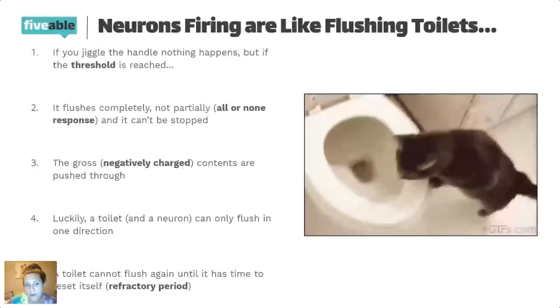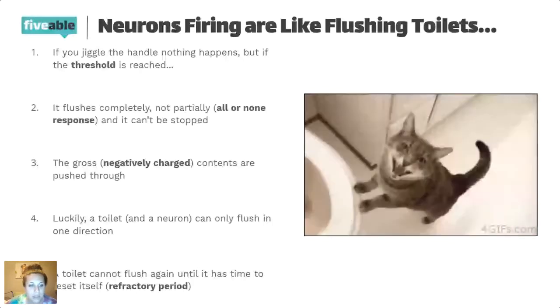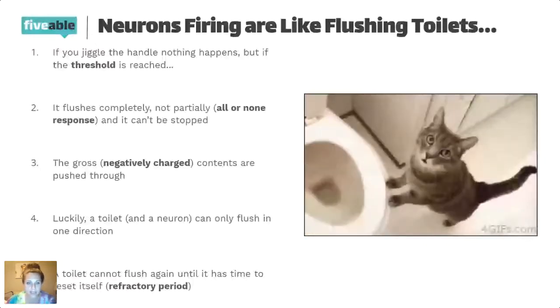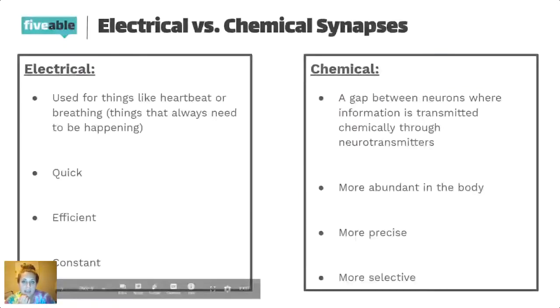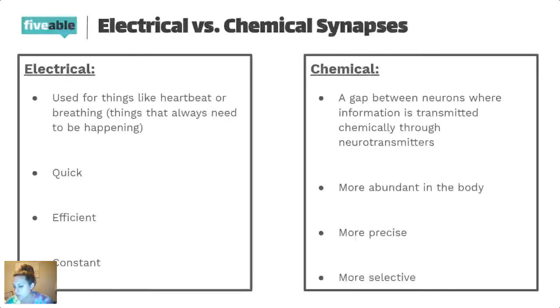So we're going to talk about neurotransmitters, and then we'll come back around and do a few review questions at the end to see where we're at. All right, so when we're talking about neurons firing and talking to each other, there's two ways that they do this. One is through electrical synapses, and one is through chemical synapses.